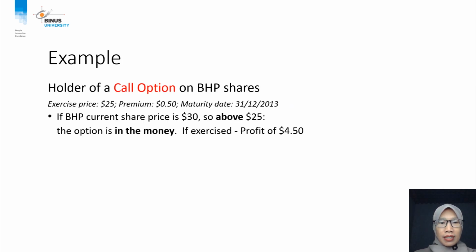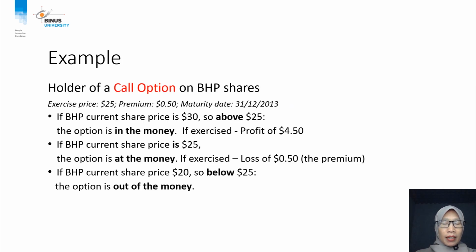So this is an example of call options. Let's say you are a holder of a call option. The exercise price is $25 and the premium is 0.50. If the current share price is $30, so it is above $25, the option is in the money since the exercise price is less than the current share price. So you have a profit of $5 minus 0.50 premium, and the net profit is 4.50.